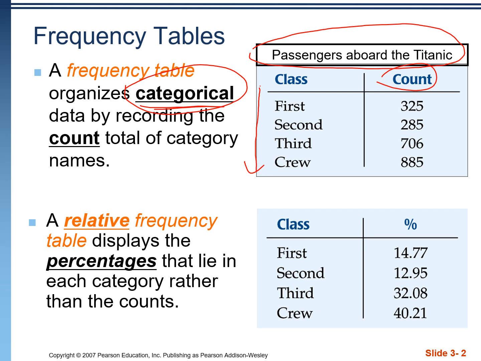If we want to make, instead of just a frequency table, a relative frequency table, whenever we see this word in front of it, we just switch everything to percentages. So we add up all these numbers, find out what's the total number of people on the Titanic, and then we switch each individual category to a percentage. So for example, 14.77% of the passengers were in first class.